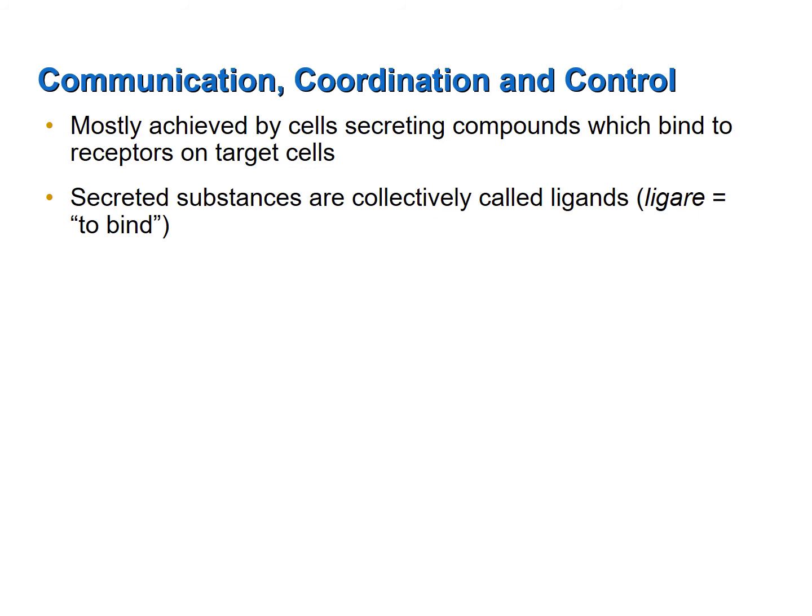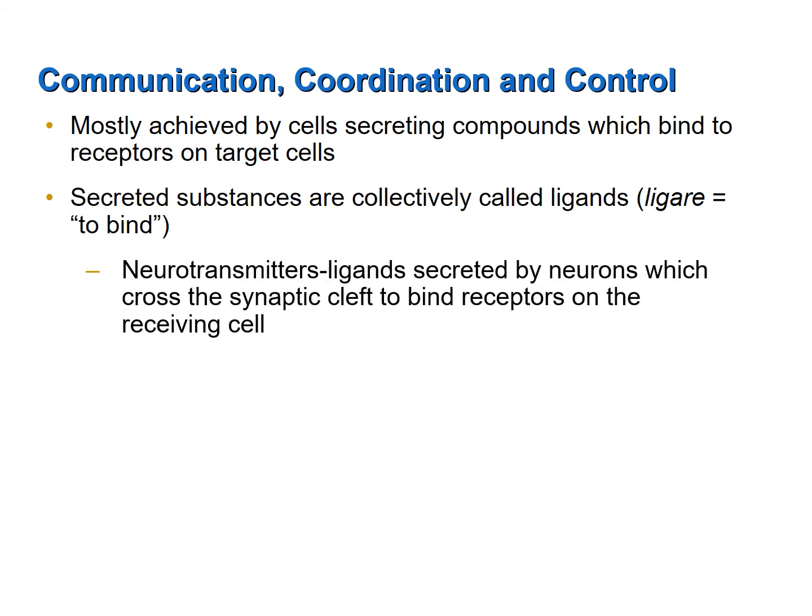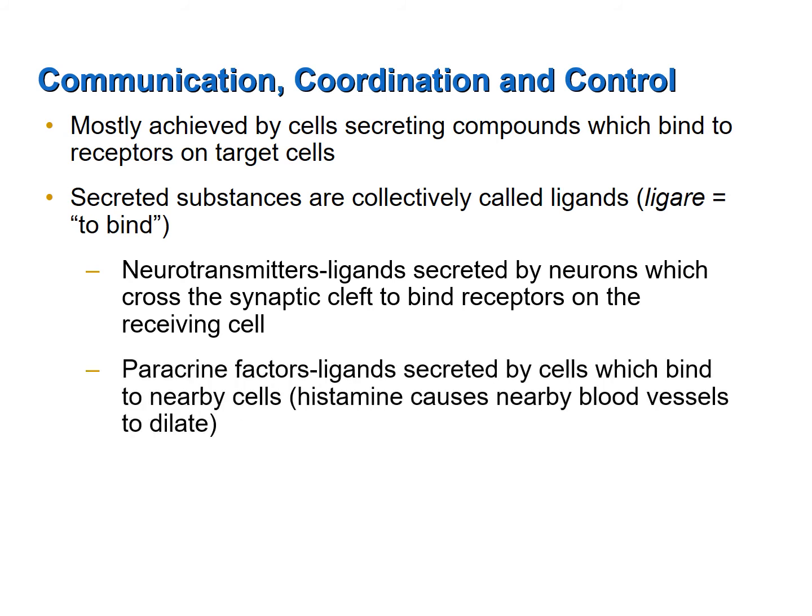And you're already familiar with some ligands. For example, neurotransmitters are ligands. They're ligands that are secreted by the neurons into the synaptic cleft, and then they bind receptors on the receiving cell. You may have heard the term paracrine factors, and if you haven't heard it before, probably as you go through your college years, you may hear that term if you take other biological science courses.